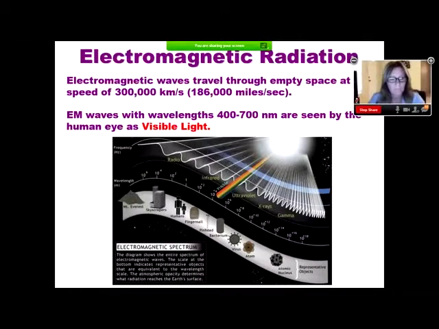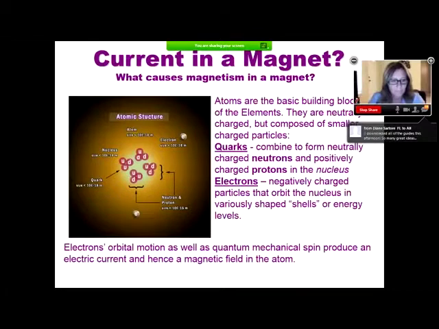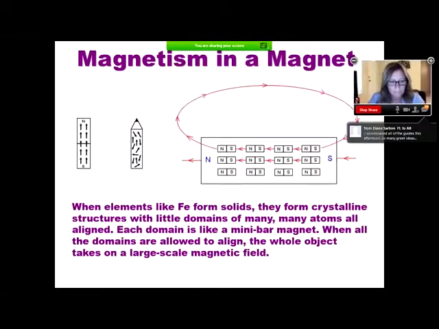And of course, we know electromagnetic radiation creates light of various wavelengths, even wavelengths you can't see. So there's often this question of, and I'm going to skip forward 3 slides here for a moment, what's going on in a bar magnet? This slide shows that when elements like iron form solids, they form a crystalline structure with these things called little domains of many, many atoms.